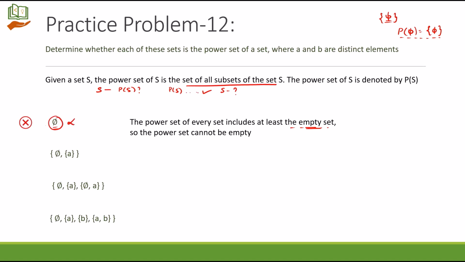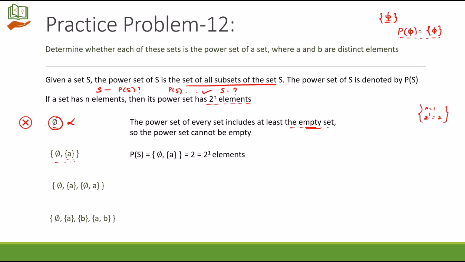What about the next one? We have null and A. So can you have two elements in a power set? Yes, there is a possibility. When n is equal to 1, 2 power 1 will give you 2. If a set has n elements, then its power set has 2 power n elements. That is what I told here. The power set of this particular set, the set with element A, means it has 2 elements, which can be taken as 2 power 1. So what is the element that is possible? That will be A. So this is a power set definitely.